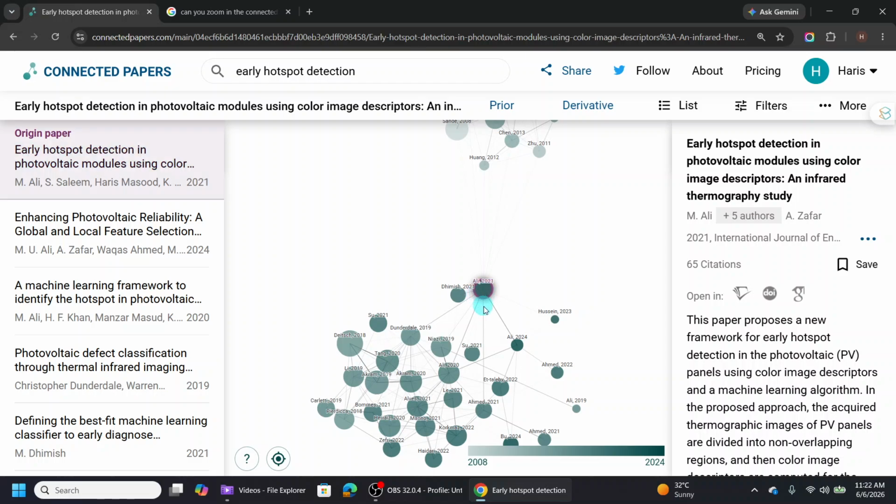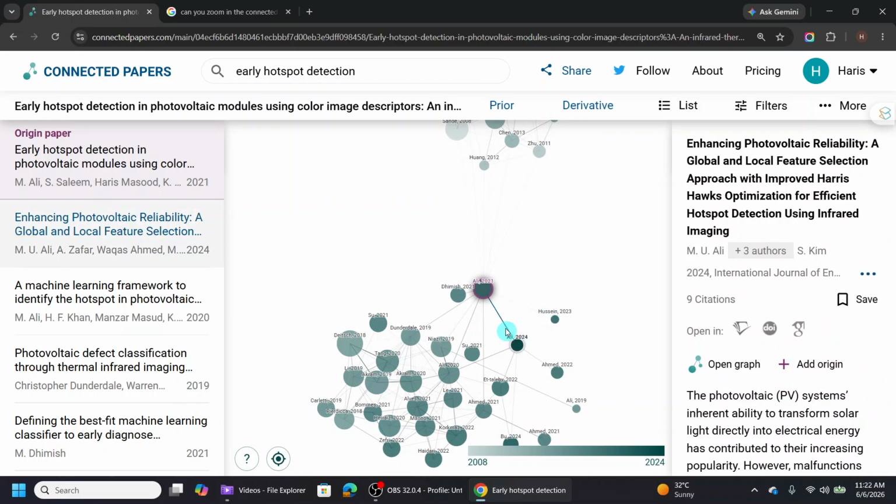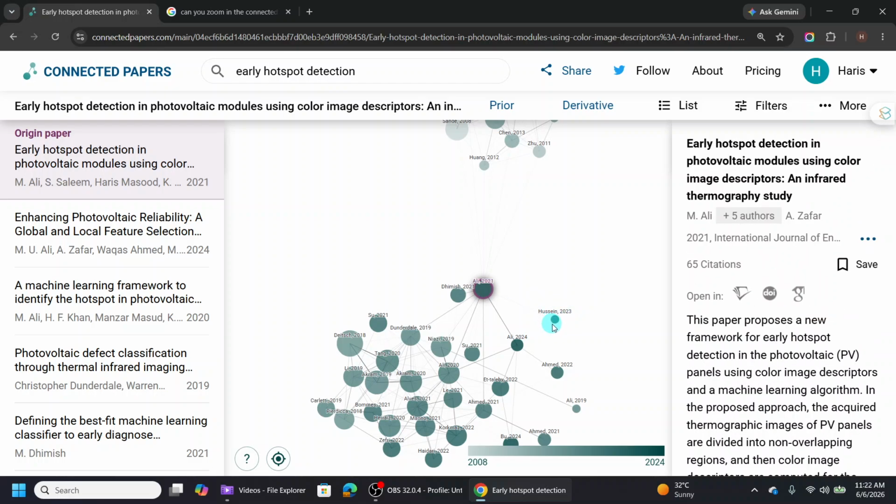And what do these isolated circles mean? Again, this Hussein paper is the circle that is not very heavily connected with this cluster, and this is some sort of an isolated paper. The isolated paper means that it may cover a unique perspective, a niche topic, or a different research direction. So if anyone traversing these papers is still looking for a research gap or a novel idea, then this isolated circle could be a very interesting starting point for you.